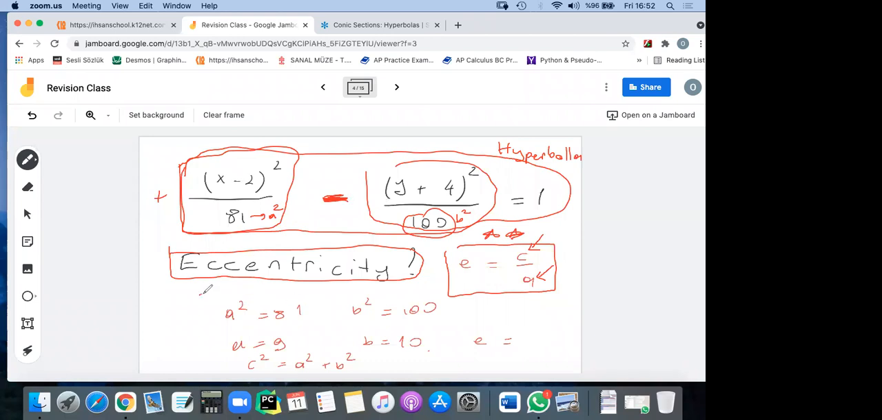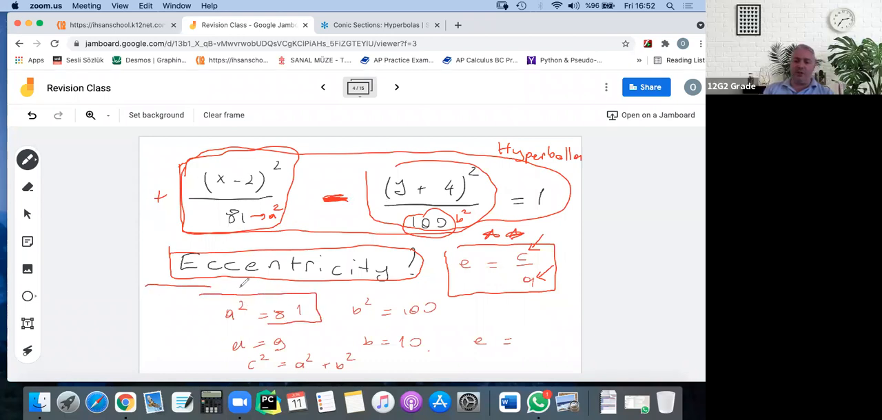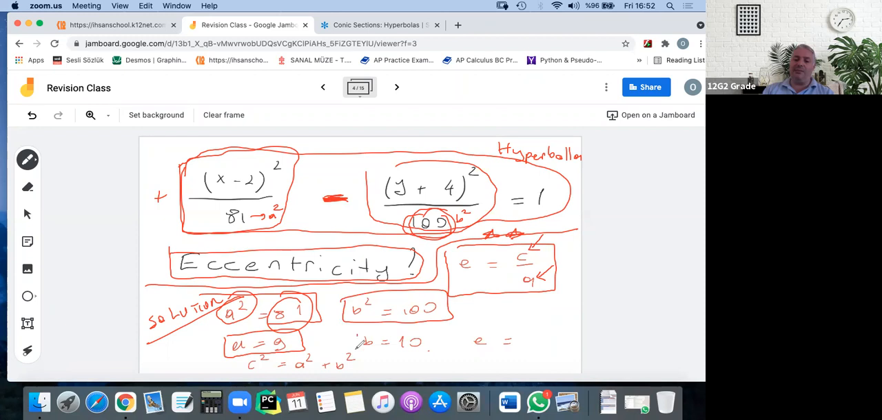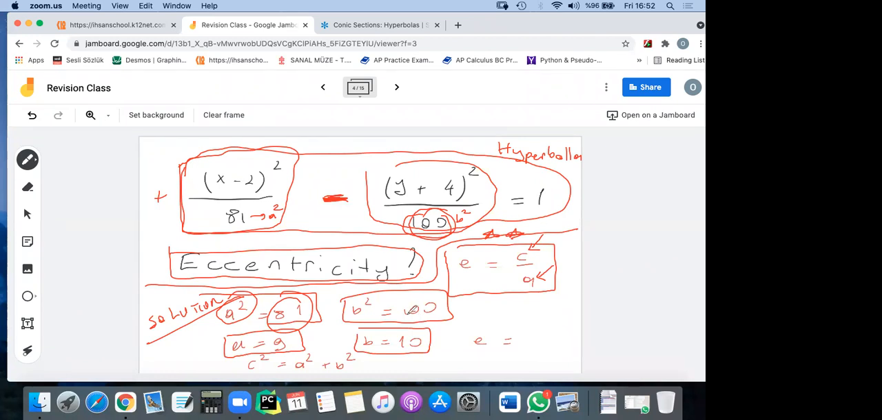So if A squared is 81, the question is only this, right? So this is the solution. Since A squared is 81, I can say that A is 9. Finished. So this is B squared. B squared is 100. That means B is 10. Is it okay or not? Yes, sir. It's okay, sir.